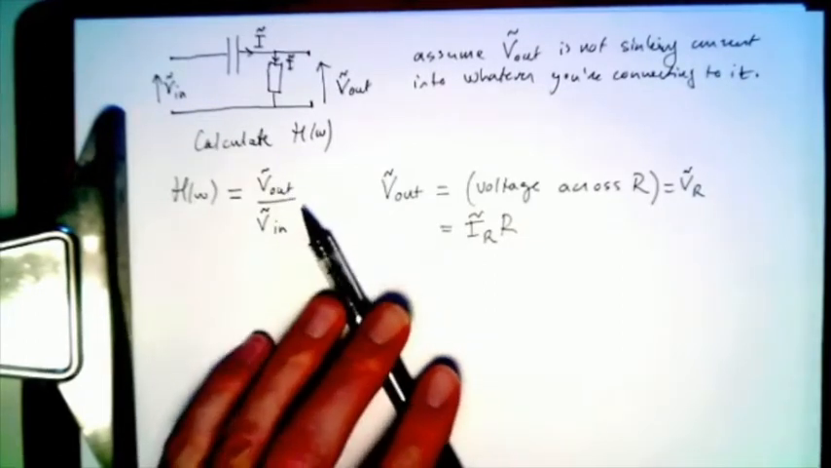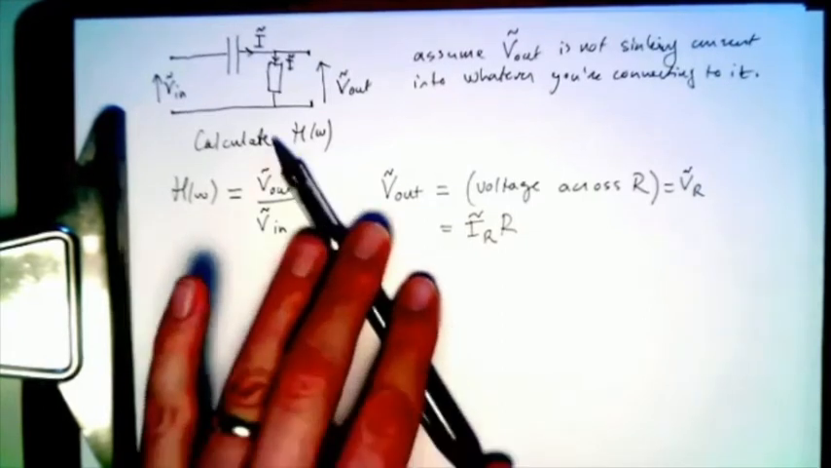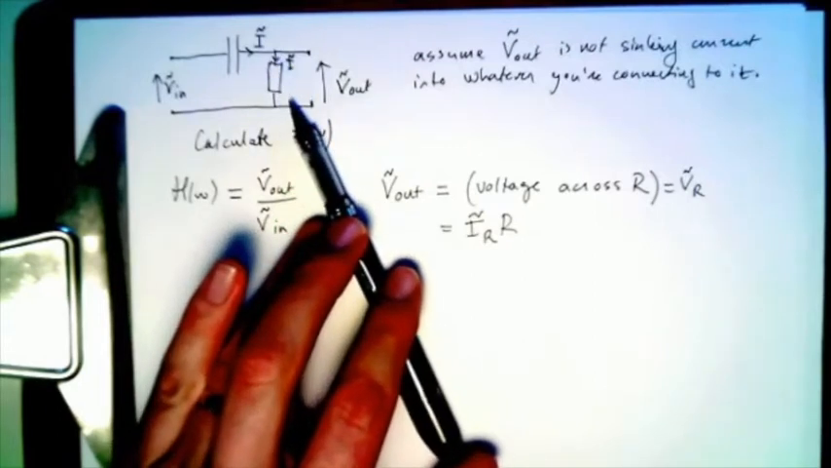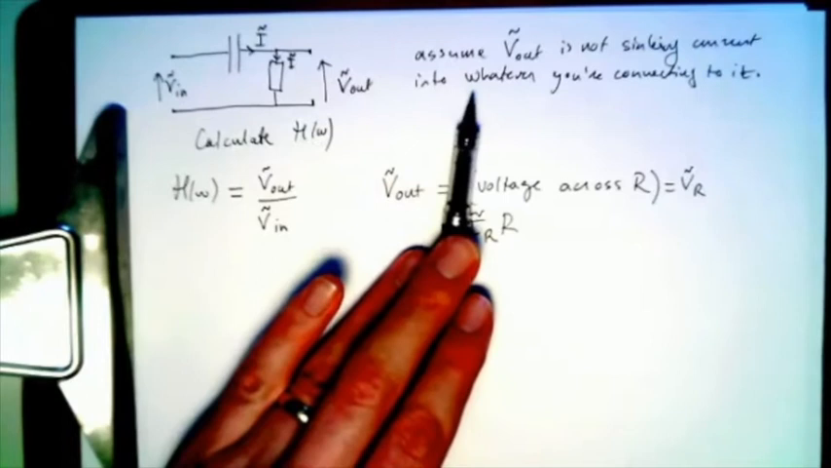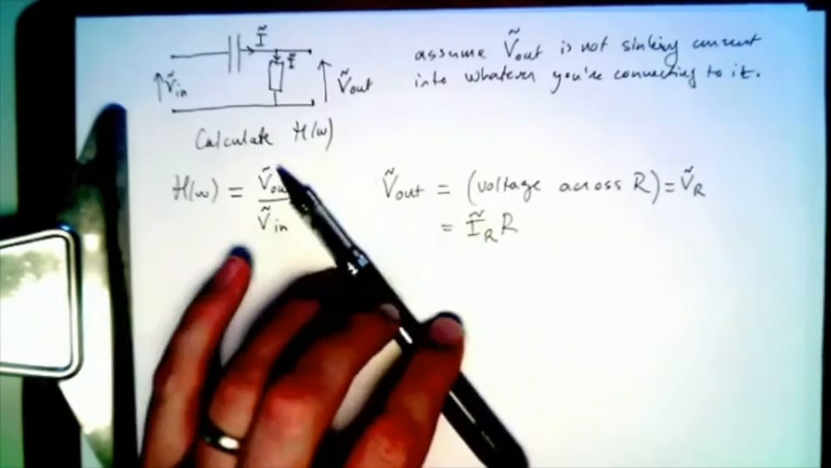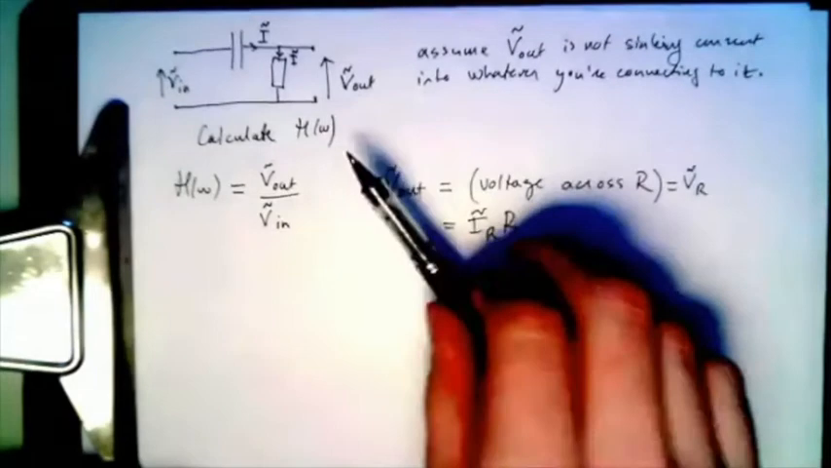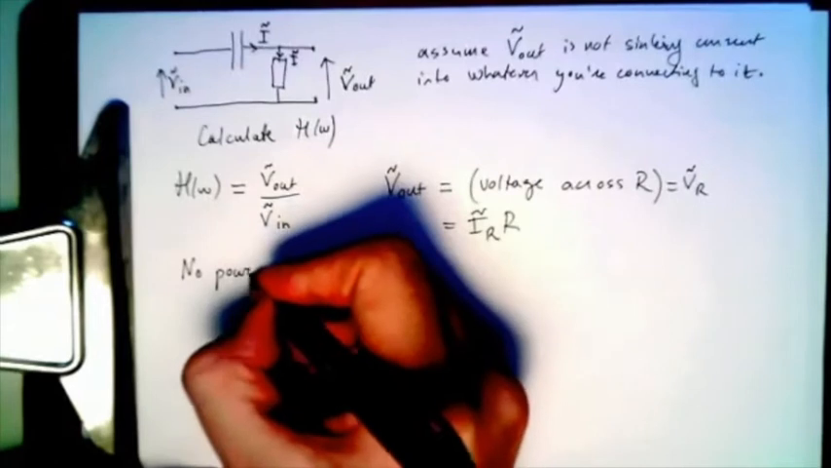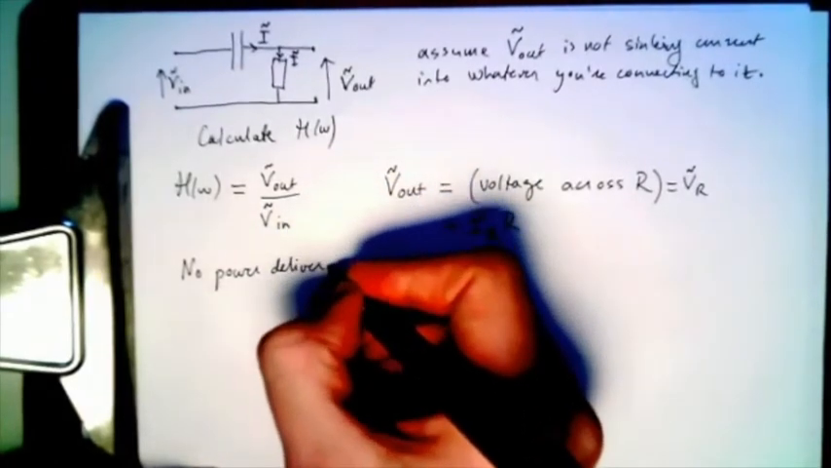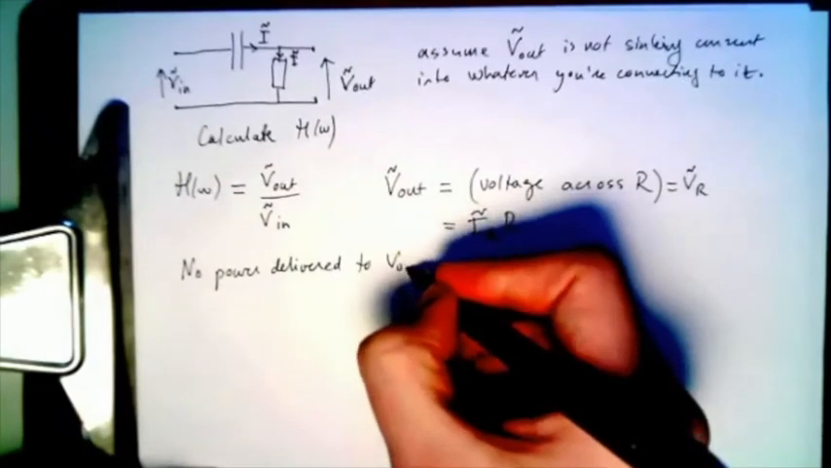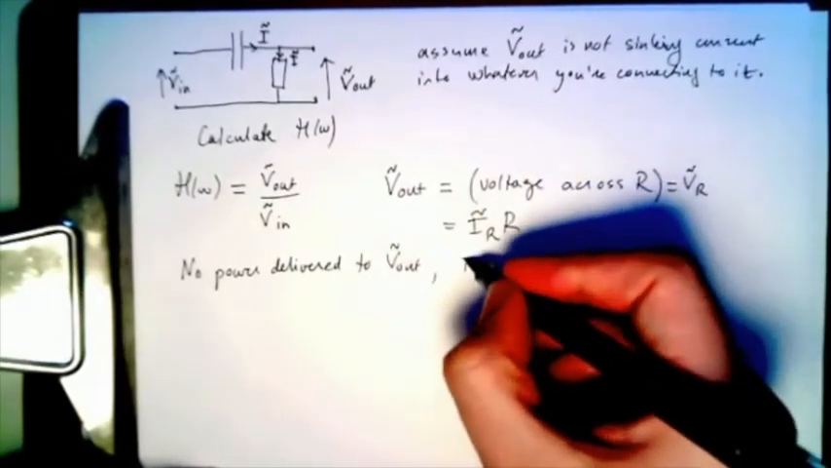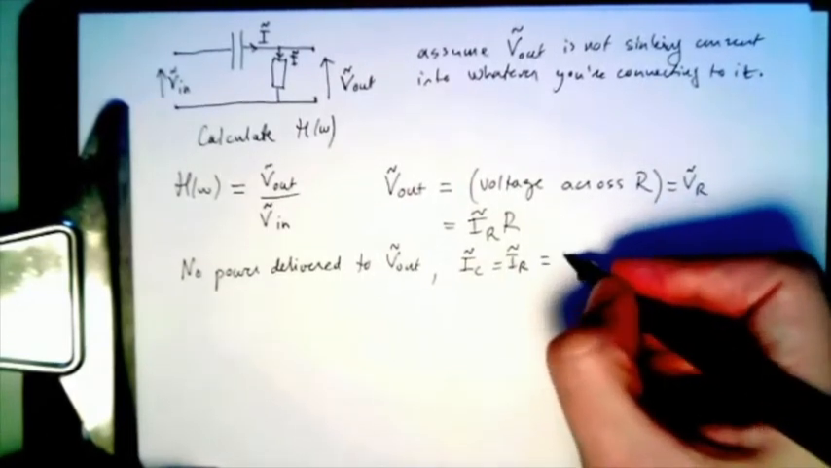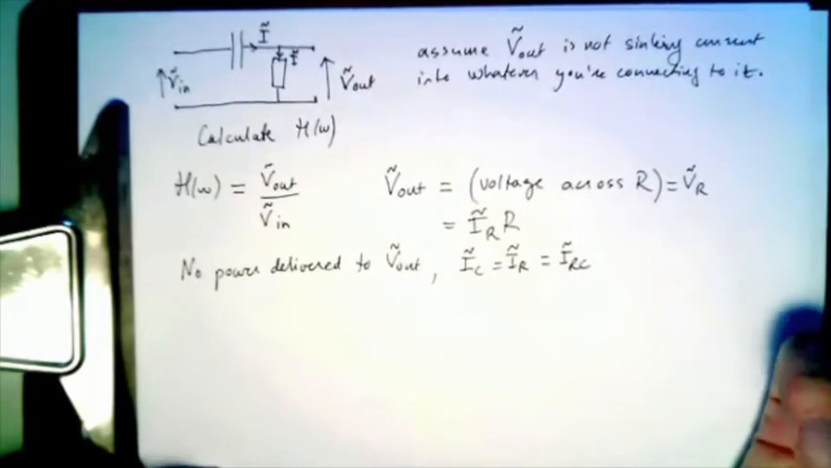Remember, the transfer function is the output phasor over the input phasor, and the current that runs through the capacitor is the same as the current that runs through the resistor, because the assumption is that V out is not sinking any current. No power is delivered to V out. So therefore, I_C is I_R, is I_RC, because then they're in series.